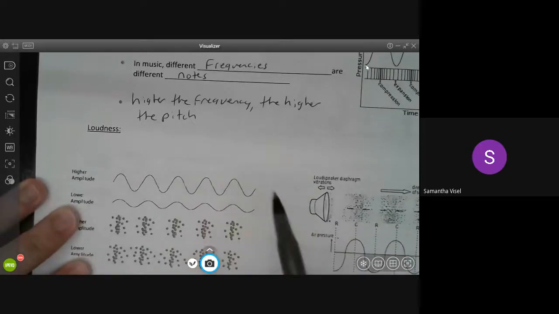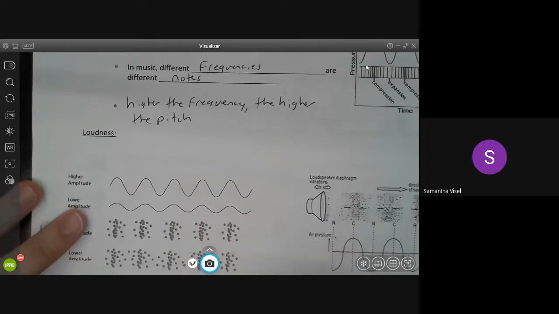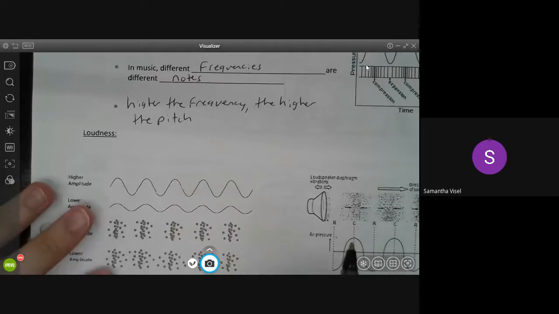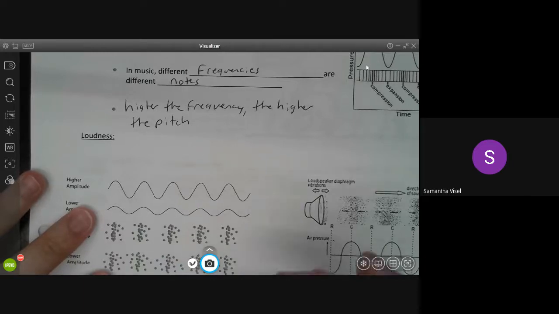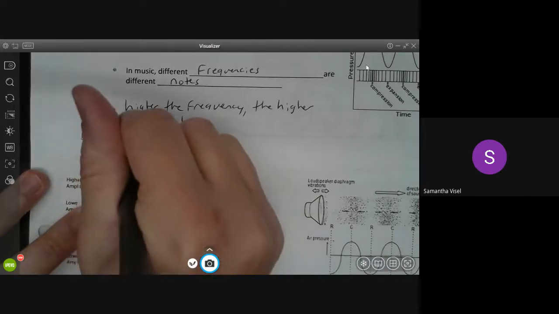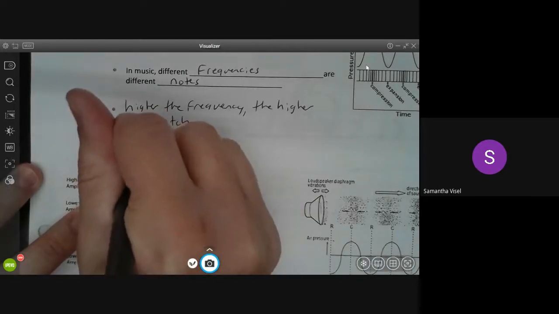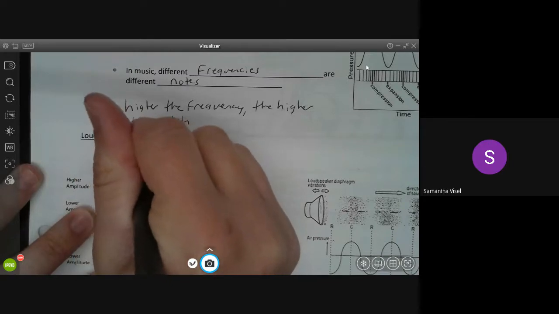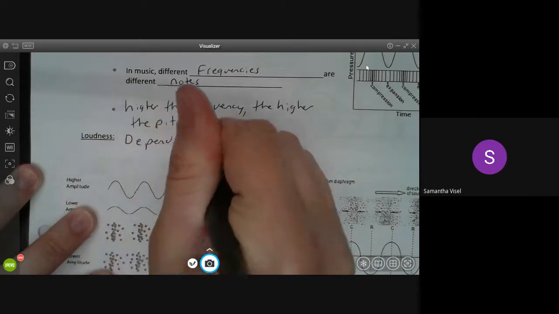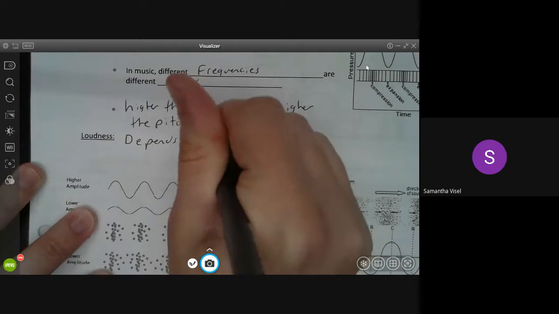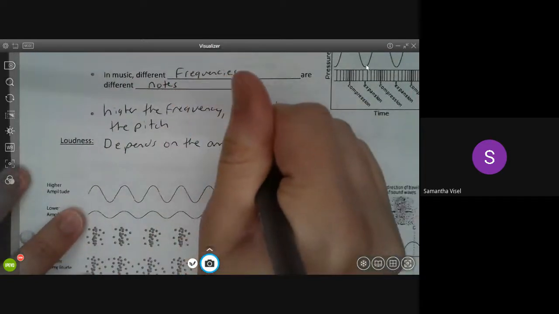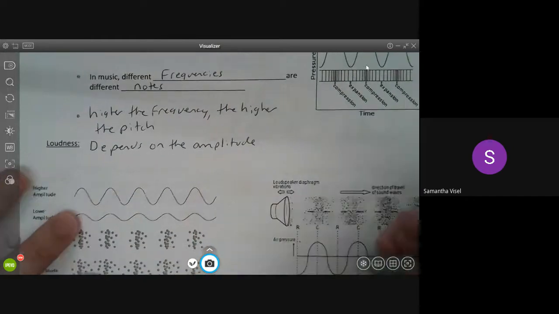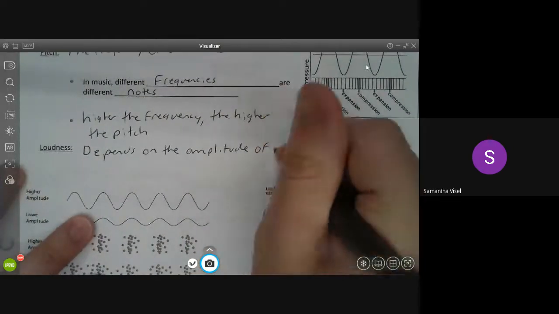So pitch, that is one thing that we can alter, one sound property that we can alter. Loudness is another thing, so how loud or soft the sound is. So the loudness of a sound, how loud a sound will be perceived, that depends on the amplitude of the sound, or the amplitude of the compression wave.